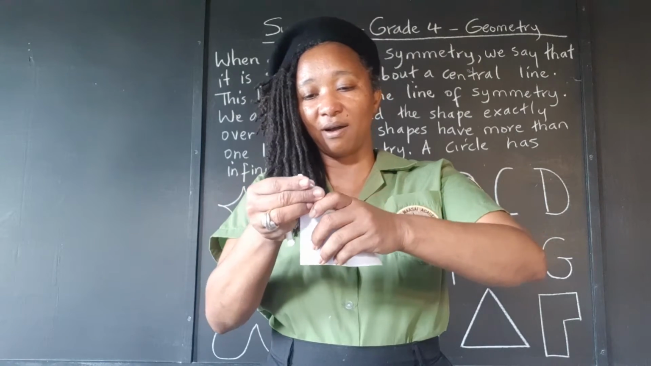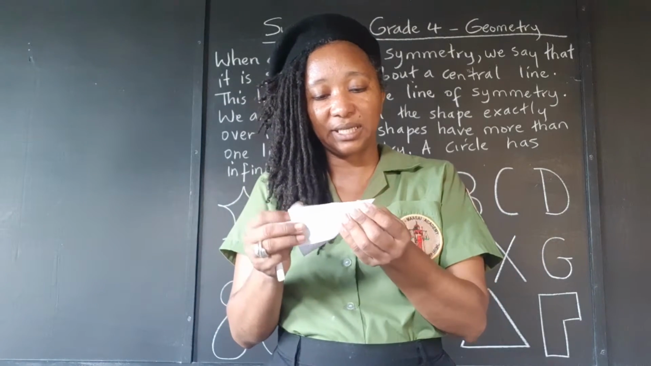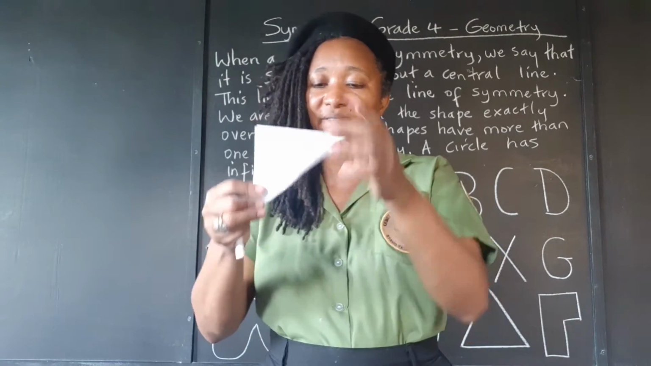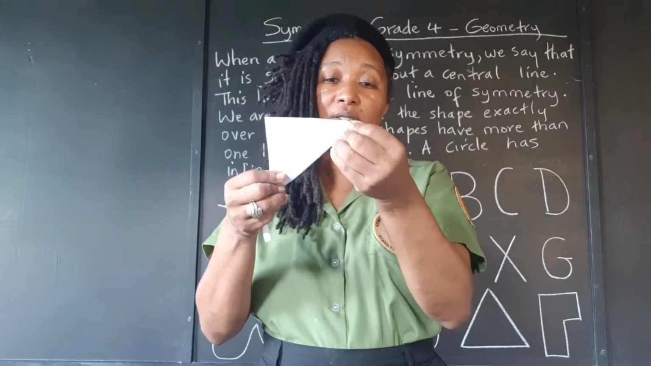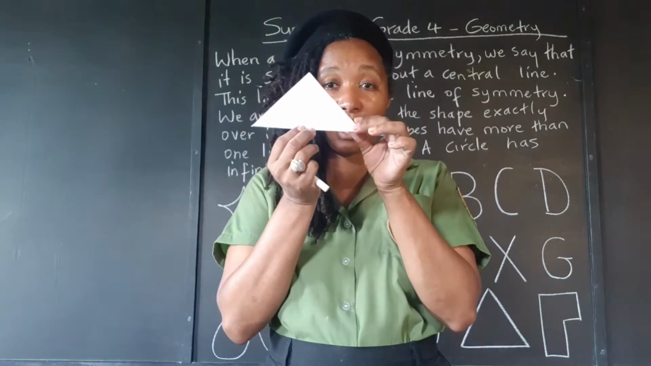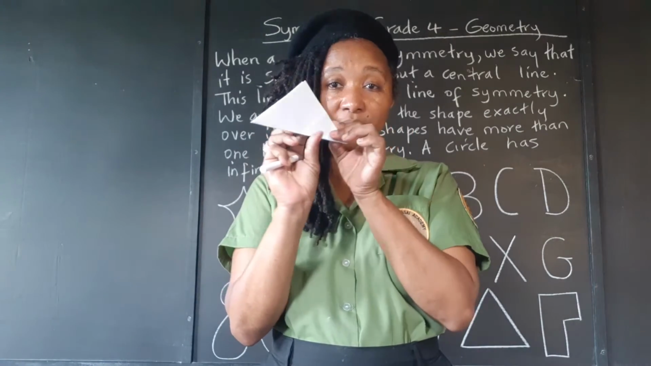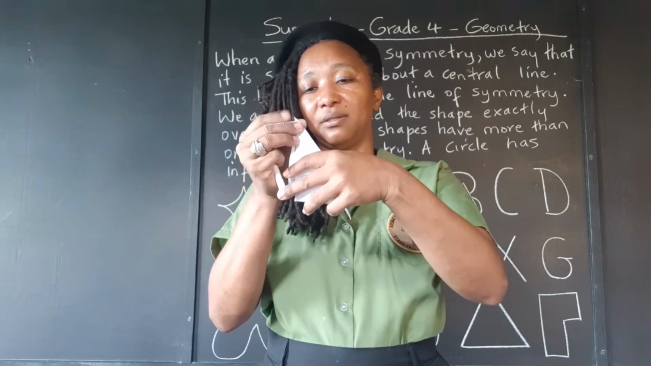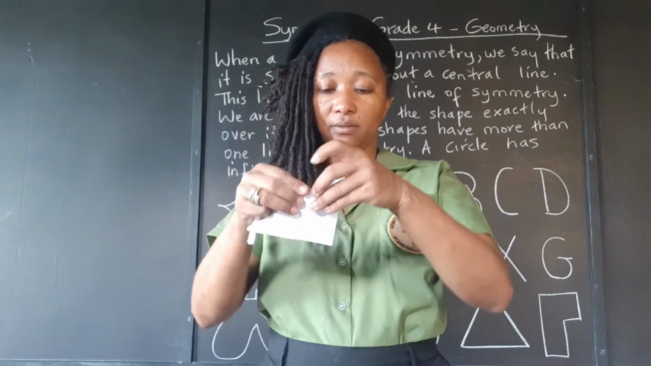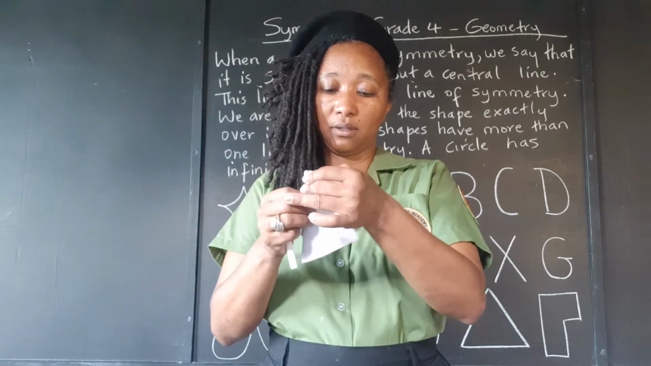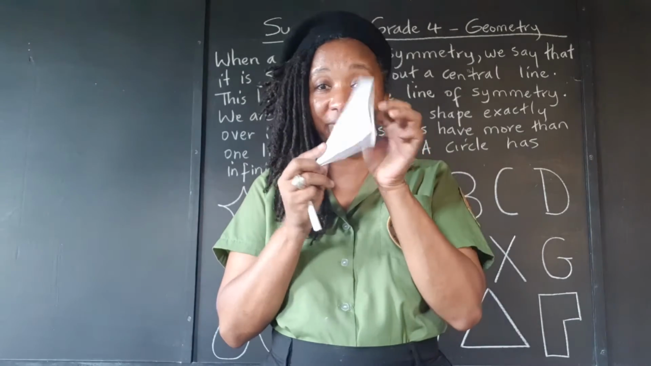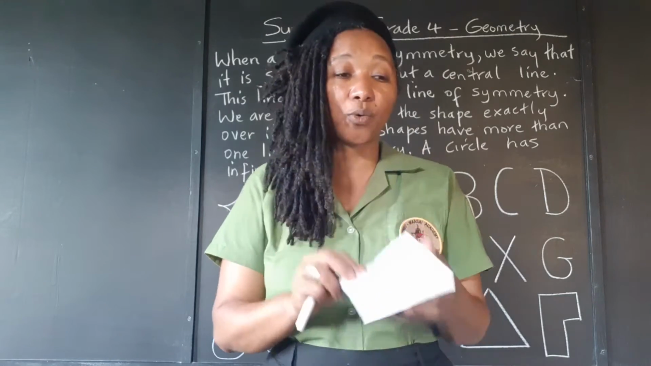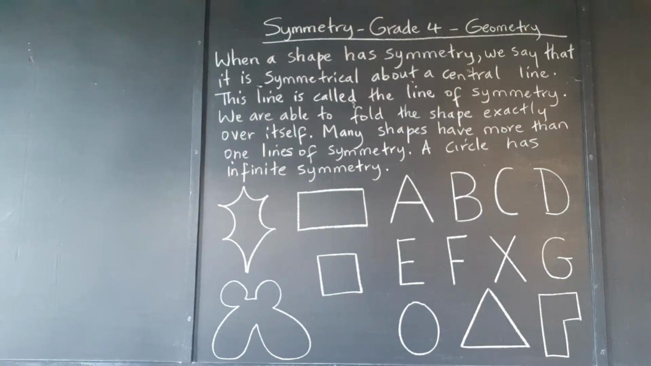So we have that. Can we fold it diagonally? If we fold it along the vertices in the square, does it fit over itself? Well, here it is. I folded it along the diagonal, and I can fold it along the other diagonal. Okay, it fits over itself.